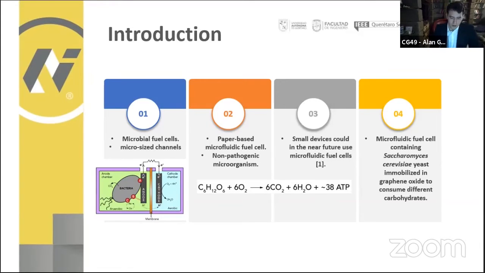The main focus of this project is to develop a microfluidic fuel cell using this non-pathogenic microorganism, which is Saccharomyces cerevisiae, which is used for the development of bread and beer on a daily basis. It's been thoroughly studied by humanity, and we want to immobilize it on a graphene oxide substrate to consume different carbohydrates, in this case, glucose, fructose, maltose, and sucrose.